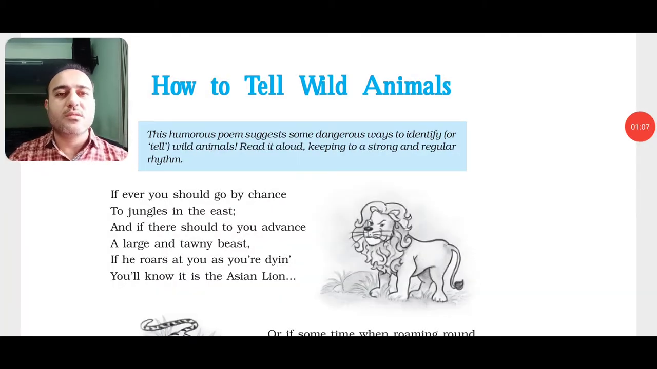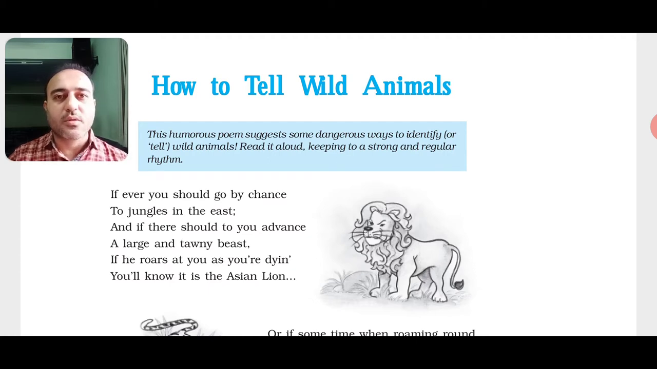So the animals which are described in the poem are very dangerous and she has introduced them one by one in a very funny way. Right, so first of all, she tells us about Asiatic lions. She says that if you are visiting the jungles of the east, means here India, right, because we know that lions are found only in two parts of the world, that is in India, in Asia, and in Africa.